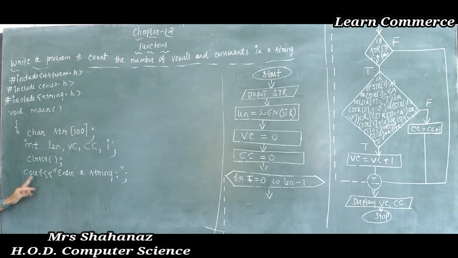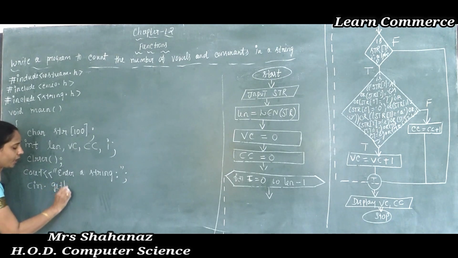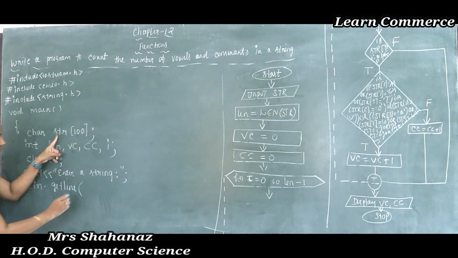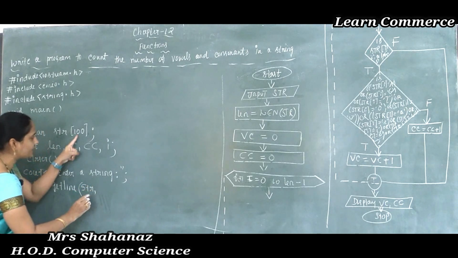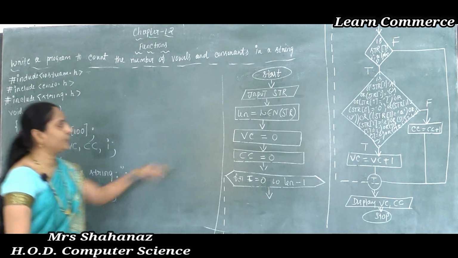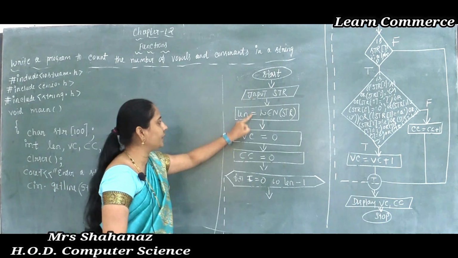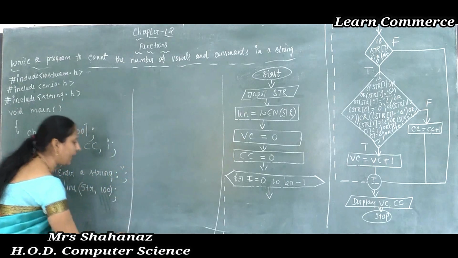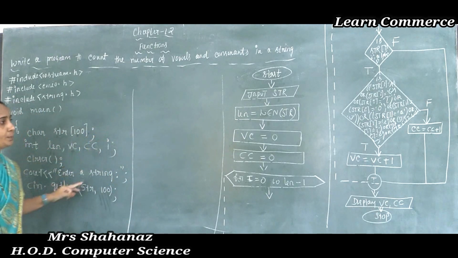So how am I going to write? cout, operator, double quotation, enter a string, closing of the double quotation, semicolon, and we know that to input a group of characters, the getline function is used. So how do we use it? cin.getline, and the string name is str, and as we know the size is 100. That means we completed till here. Now after that, I am going to make the continuation.